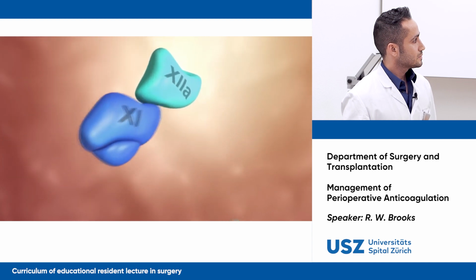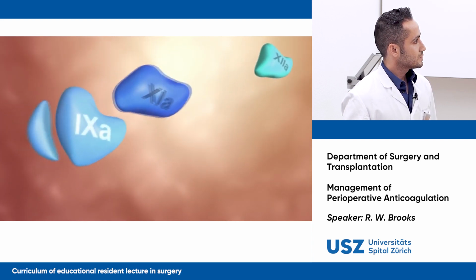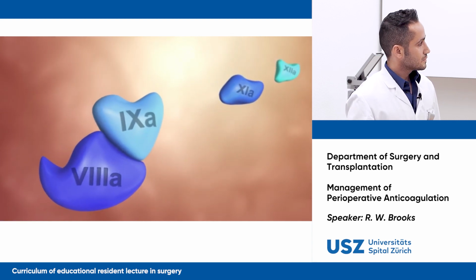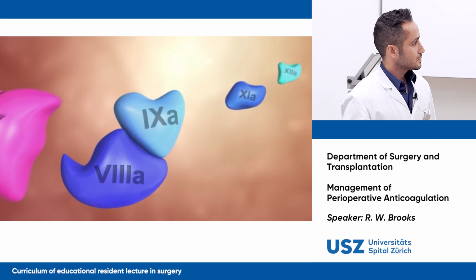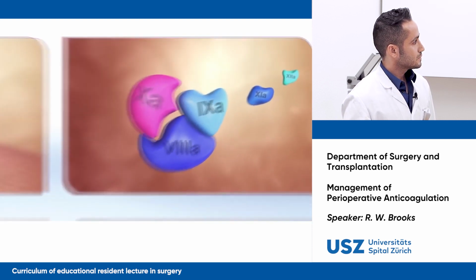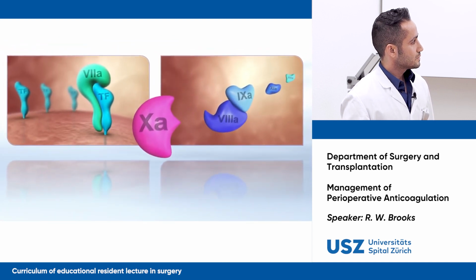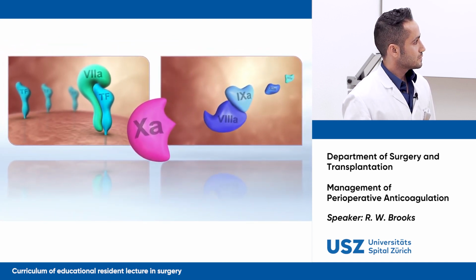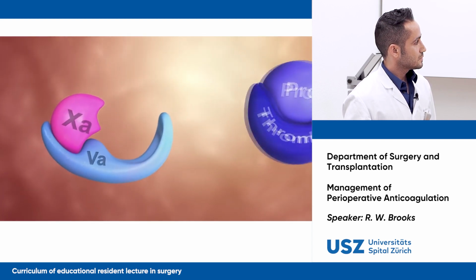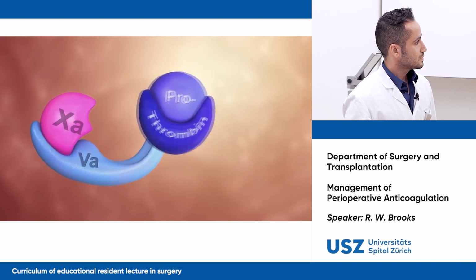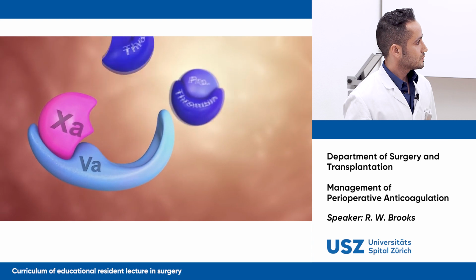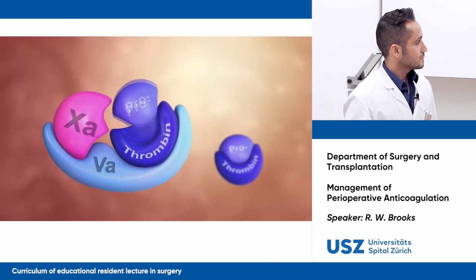The intrinsic pathway consists of various coagulation factors activating each other in a chain reaction. At its end, a complex with an additional cofactor is formed. This complex now activates factor 10. Since the two pathways merge at the level of factor 10A, this factor has a pivotal role in the coagulation cascade. Further down the cascade, factor 10A in combination with 5A activates thrombin and induces the so-called thrombin burst.